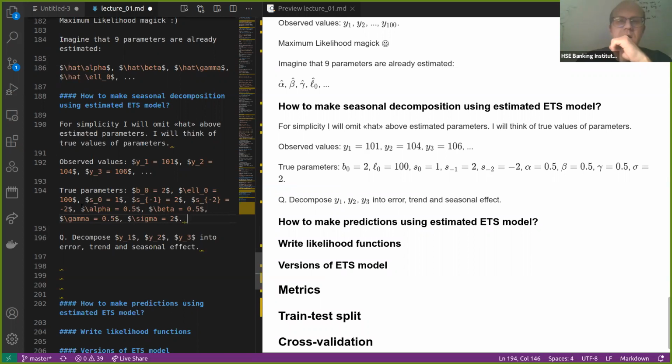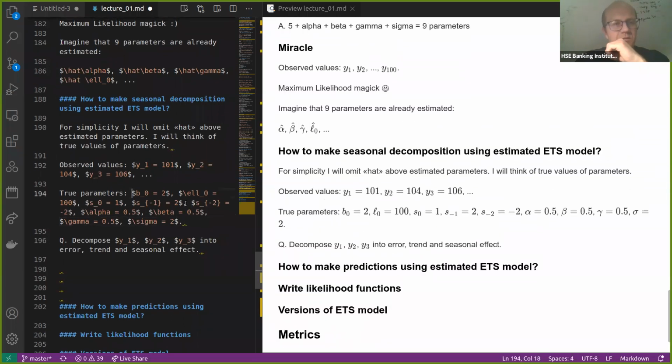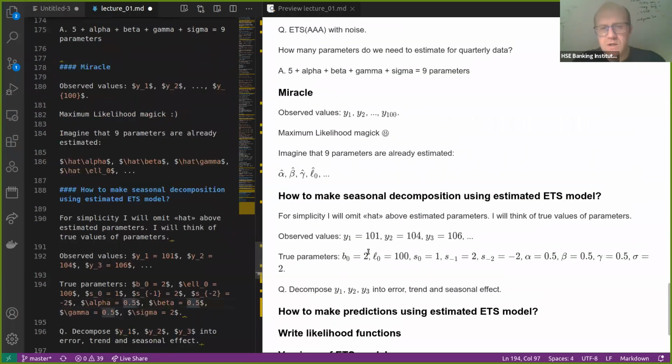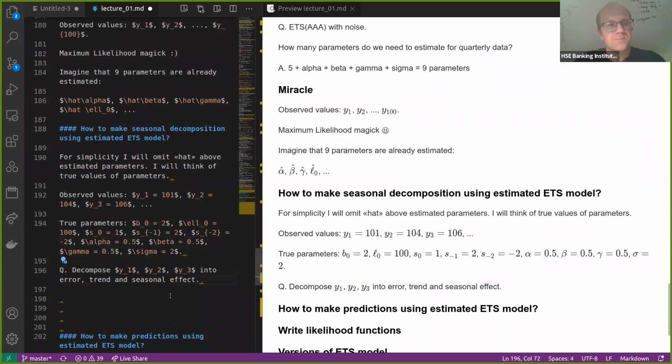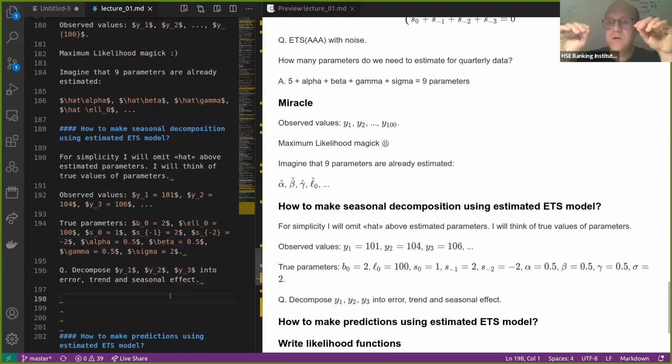Okay, now I have true parameters, all true parameters. I think all 9. 1, 2, 3, 4, 5, 6, 7, 8, 9. 9 parameters in total. Okay, let's decompose my first three values into three components.